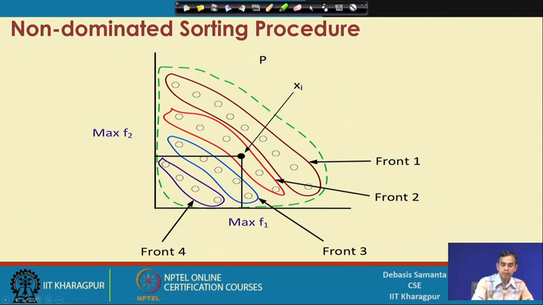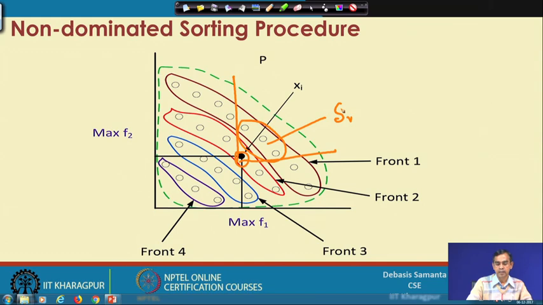Let us follow this diagram. In this diagram, this denotes all the solutions. P is the set of all solutions, and then we consider any solution xi. In this case, we consider that f1 is a function to be maximized and f2 is a function to be maximized, both to be maximized. Then xi is the solution, and Si denotes the solutions which dominate xi. So, in this case, these are the solutions called Si.